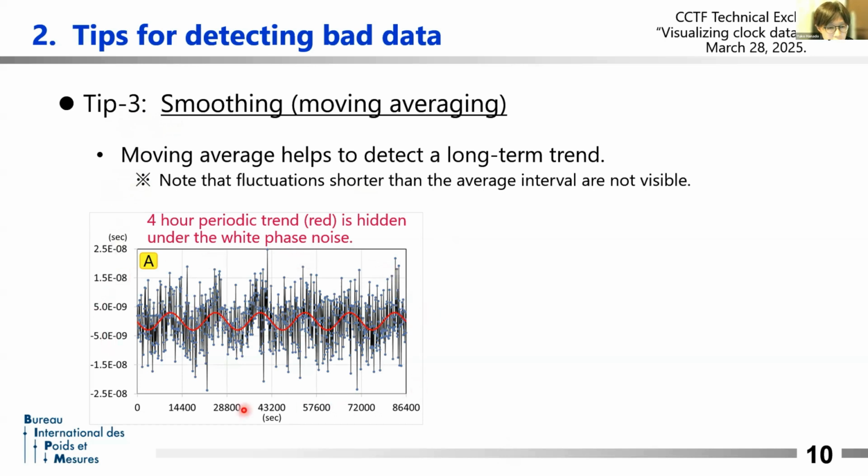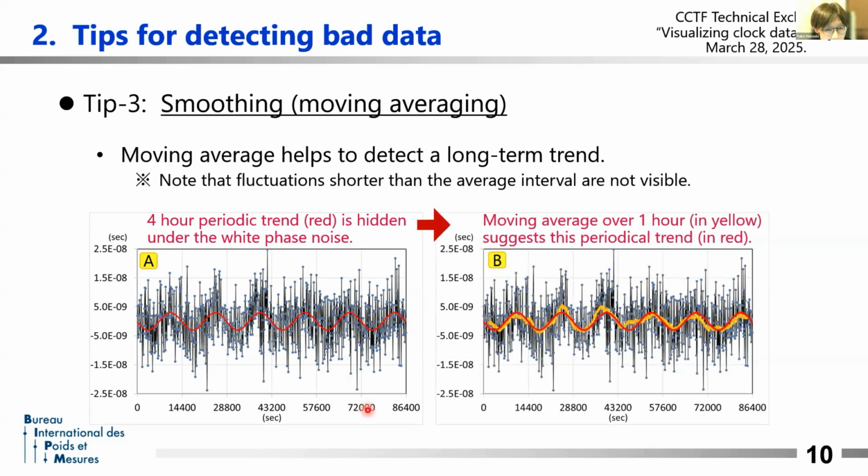In plot A, a 4-hour periodic trend is hidden under the white phase noise, but it is not obvious. However, in plot B, by performing a moving average over 1 hour, the result in the yellow line suggests this periodic trend in red.